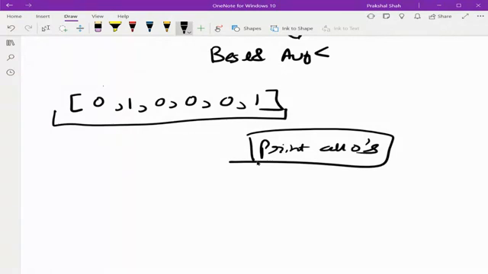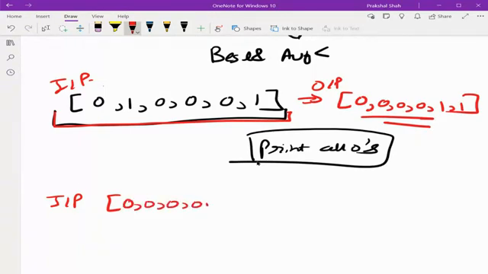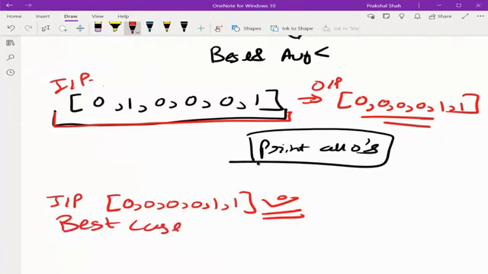Yes or no? Now, in this particular problem, this is my input. Let's suppose my input is this, and I want my output like this. Those who don't remember this, I want my output as this. Now, if my input is already like this, I'm done. So this is my best case, people. Yes or no?